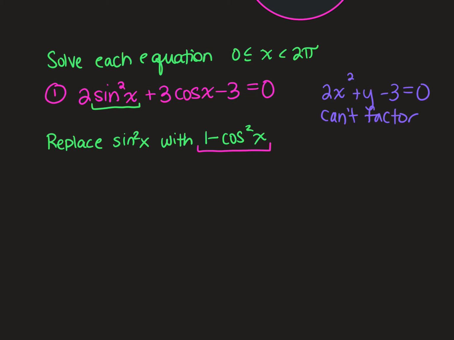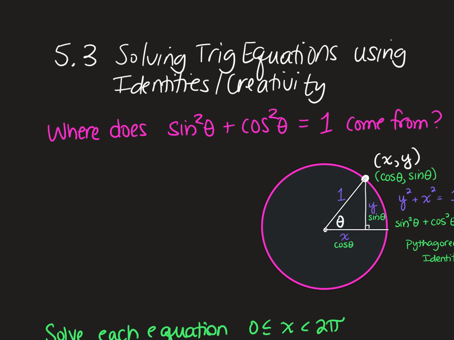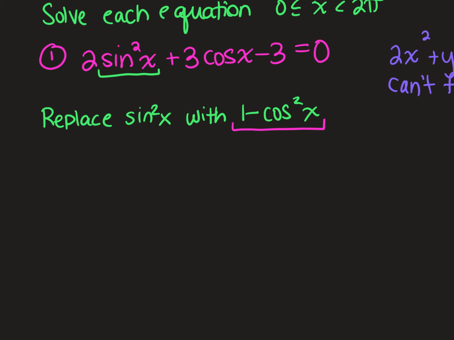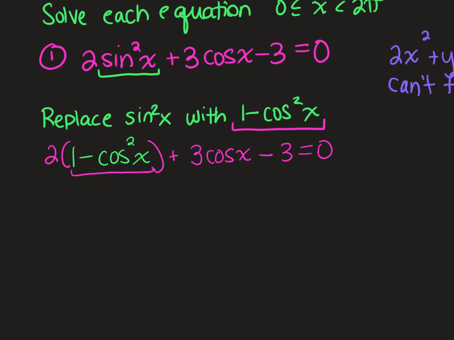So I'm going to rewrite my equation, but wherever I see sine squared, I'm going to replace it with 1 minus cosine squared. So my equation becomes 2 times, now instead of sine squared, I write 1 minus cosine squared, plus 3 cosine of x minus 3 equals 0. I took sine squared and replaced it with 1 minus cosine squared. Now, when I step back and look at my equation, it only has cosines in it. And that's a good thing. That's what we're shooting for. All the same trig function.